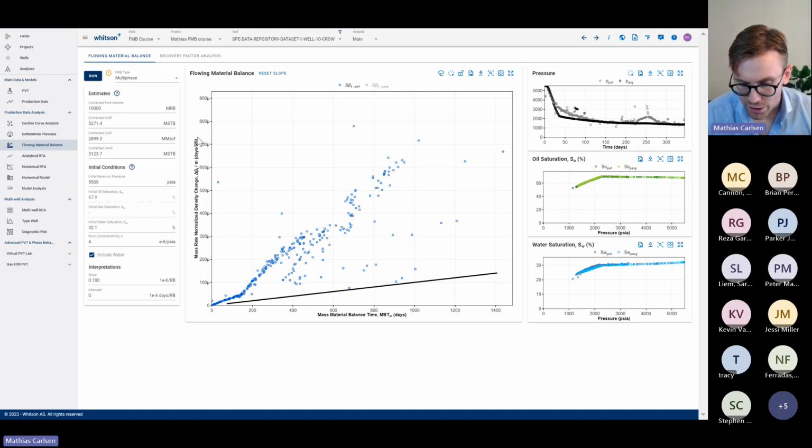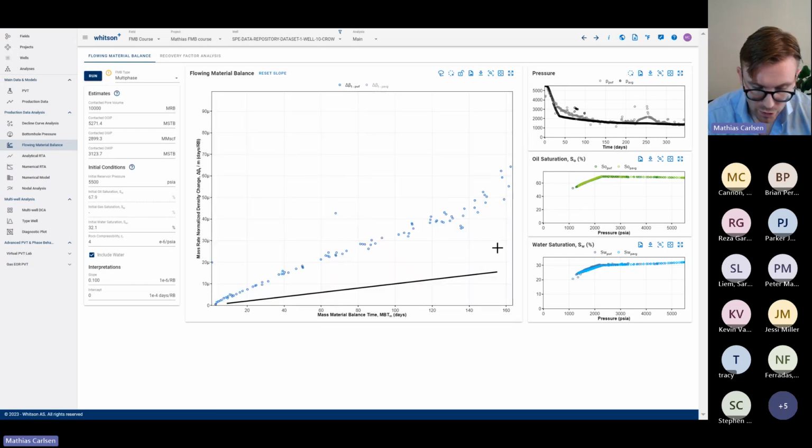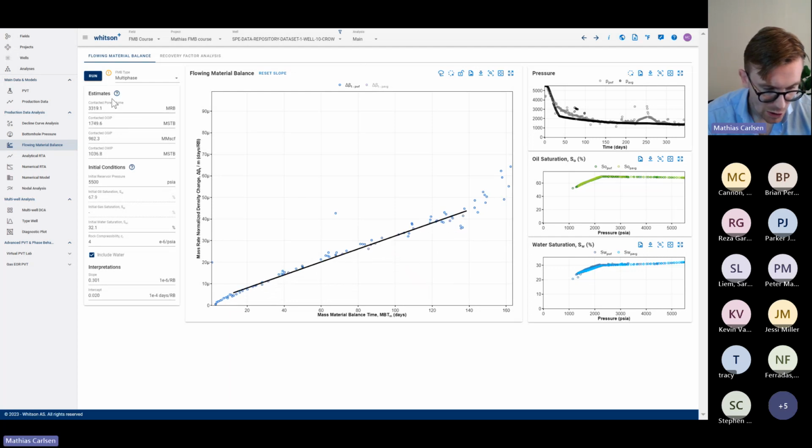Okay, so hopefully everybody's here. The interesting thing with this data set is that there is a buildup here. We're going to pretend that that's kind of a correct buildup. So before we hit the saturation pressure, we're going to go in here and pick a slope. That gives me around 750.